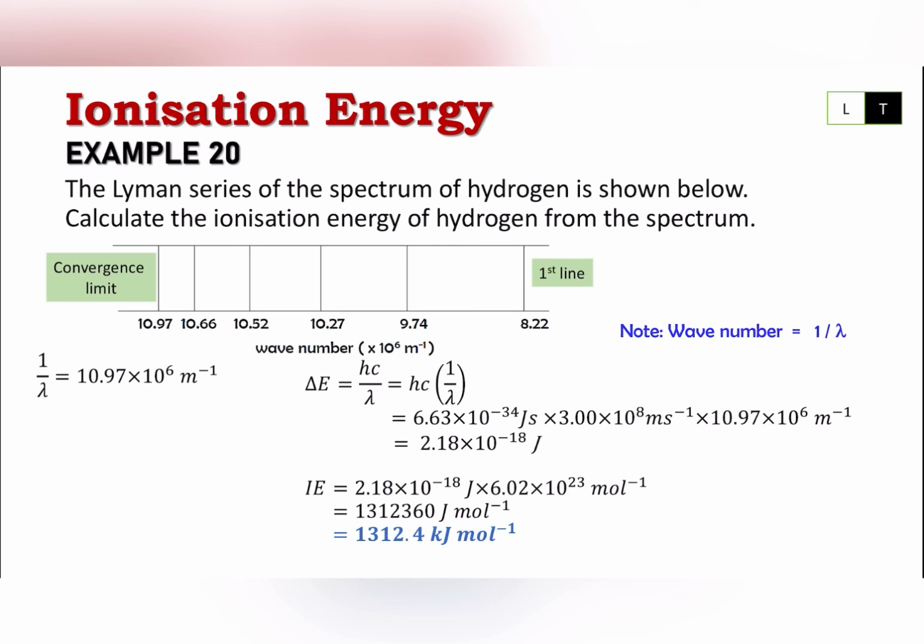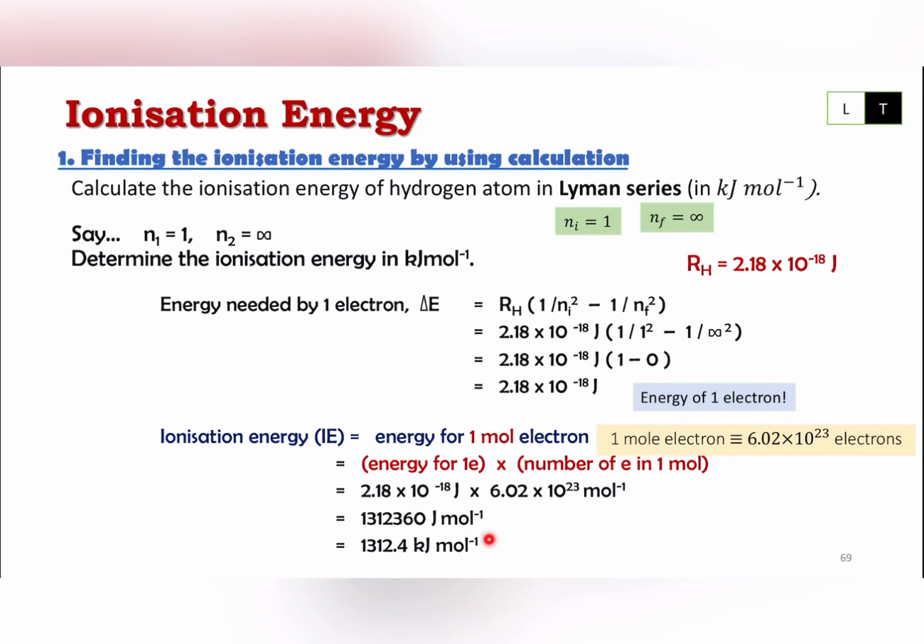I hope you can understand the difference when you want to calculate the ionization energy based on the concept that you've learned, n initial and n final. Or you can also calculate the ionization energy based on this example, the line spectrum. Even though you have two methods, you still get the same value for ionization energy, just like this one or this one. You get the same value for ionization energy.